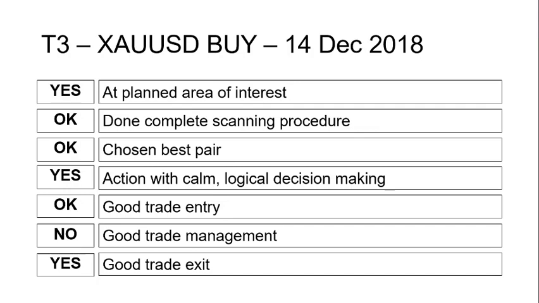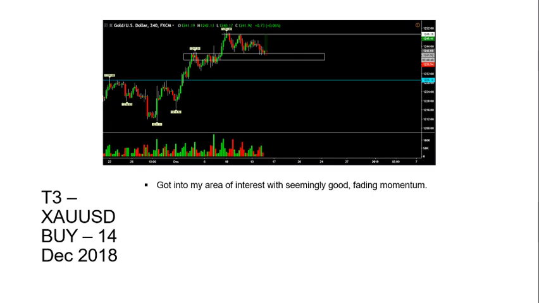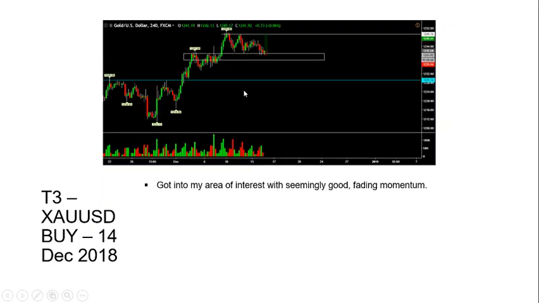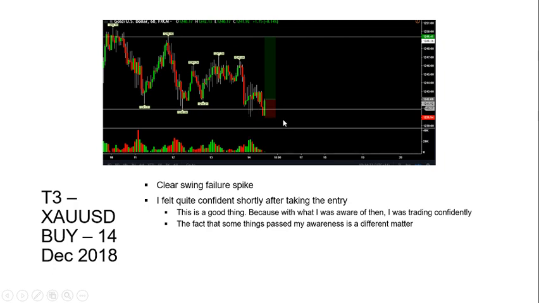The next one was a gold trade, gold buy. I don't usually trade gold. It's just something I added to my repertoire. And this was actually probably my first gold trade, right? So price going to my area of interest with seemingly good and fading momentum, right? And I saw this real clear swing failure kind of spike, right? Because this moved down, up, down, and then just fails to break the low. That's a swing failure. So I saw that spike, and I was quite confident of taking the entry.